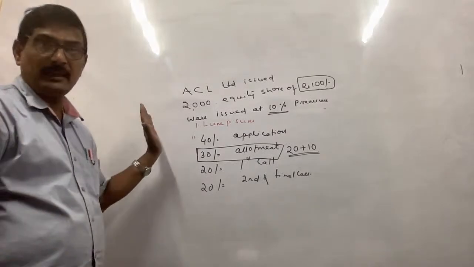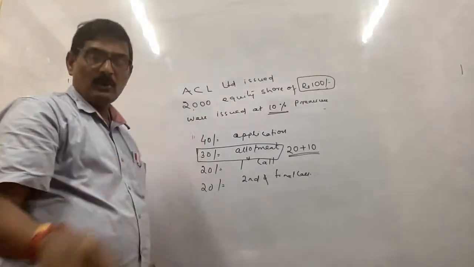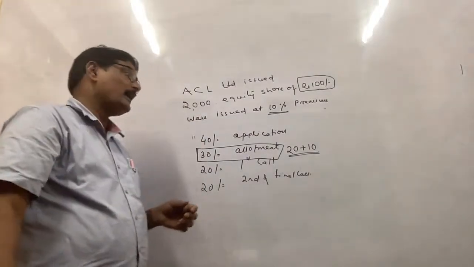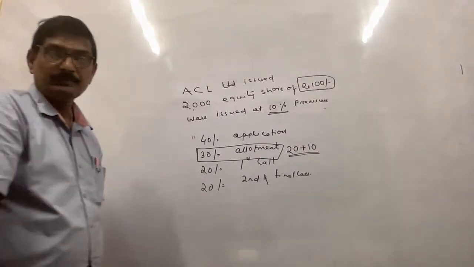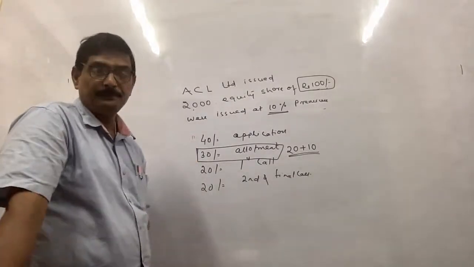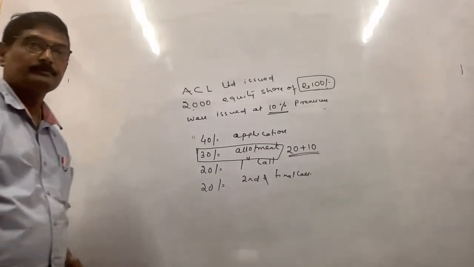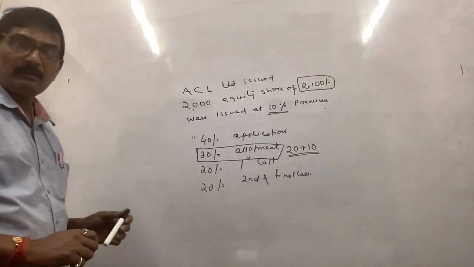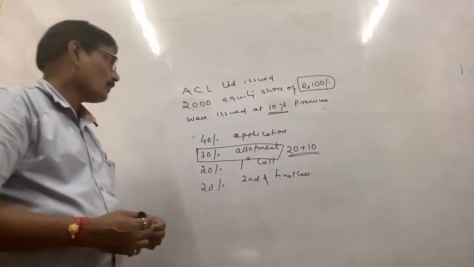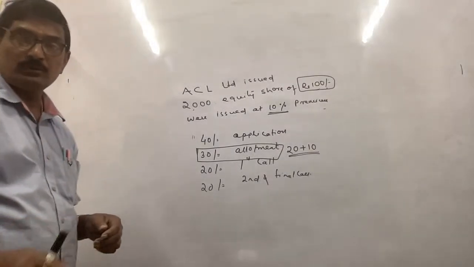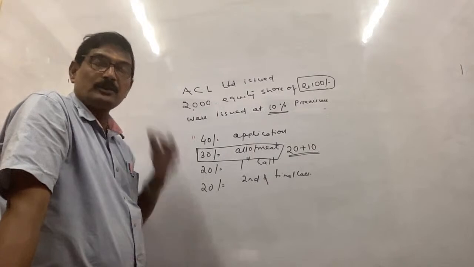And when the shares are issued in installments at a premium, as I told you, assume that the premium is collected at the time of allotment. Here we will receive the application money first. Write down, for application money received, the entry will be bank account debited to share application account, 2000 into 40, that is 80,000 rupees.